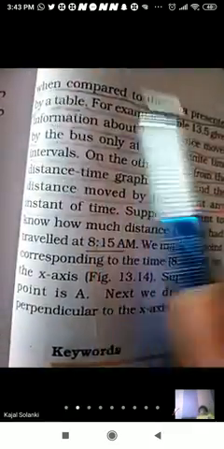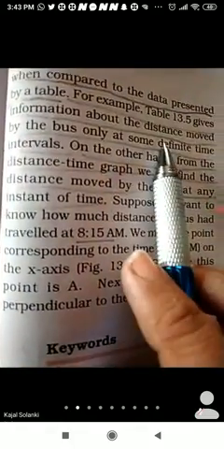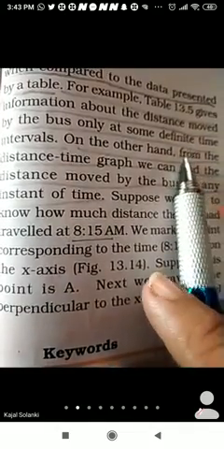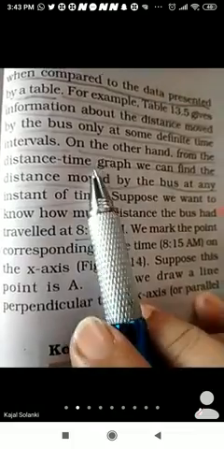Okay, so what you understood from this part, that with the help of this distance time graph, we can get the information at any instance of time. Okay, meaning at any time we can easily get information.